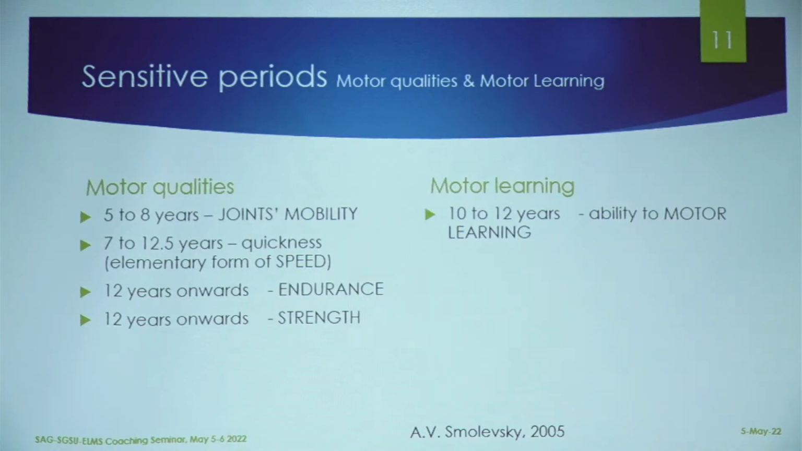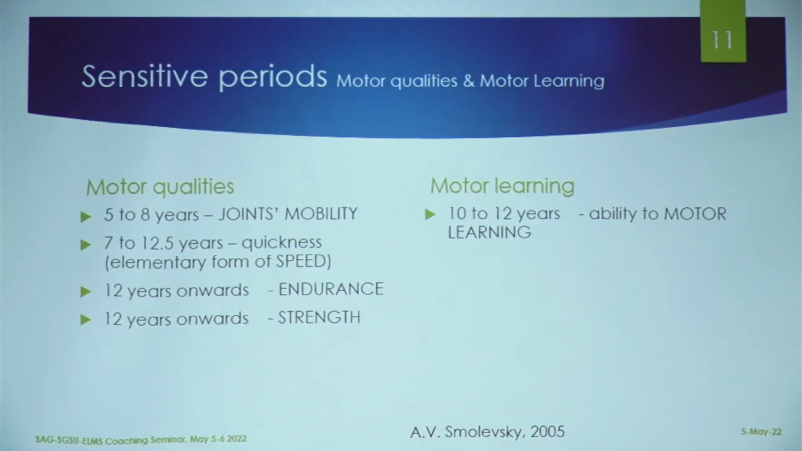Okay. This is what I was talking about when mentioning sensitivity periods, or again maximum speed velocities or developmental velocities. So this is an old-fashioned, old school thing from 2005 and before, typically mentioning that joint mobility is best to be dealt with at 5 to 8 years of age. All right, quickness or elementary form of speed somewhere 7 to 12, maybe plus minus. And again, why elementary? Because it's kind of neuromuscular. It's not muscular, all right? It's not strength related. It's not power related. It is more like a neural thing, all right? 12 years onwards, endurance, 12 years onwards, strength.